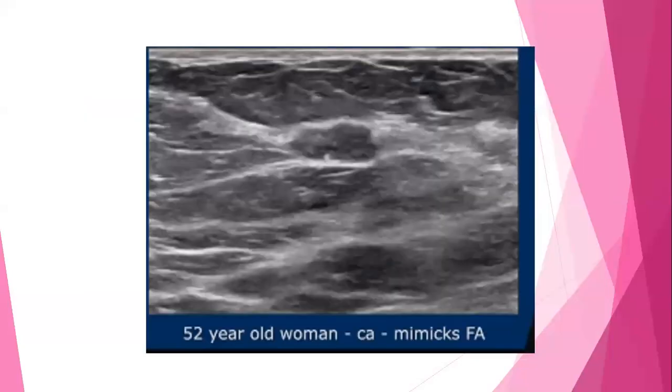We have a mass here, which is seen and almost looks like a fibroadenoma. However, we see some of its margins appear sharp and angulated. And this mass is also a mimicker of fibroadenoma. In this case, it is cancer.